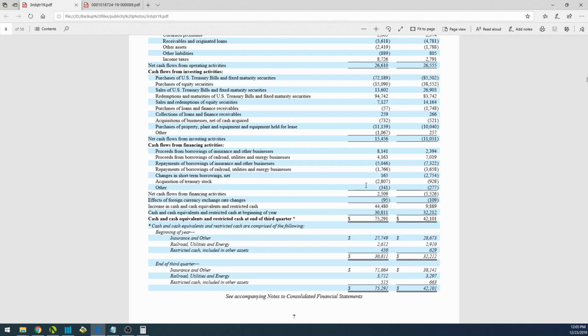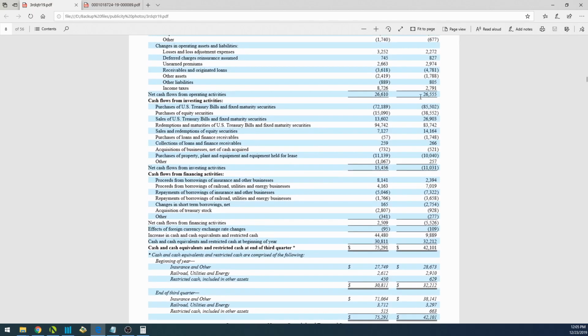And let's look at financing activities. That means borrowing from insurance, loans and so on, short-term borrowings and so on. Okay, let's look at net cash from financing activities. So last year it had a negative 5 billion of net cash flow. That means it paid 5 billion for financing activities. But this year it gained 2.5 billion from financing activities.